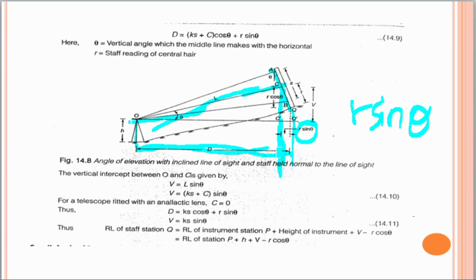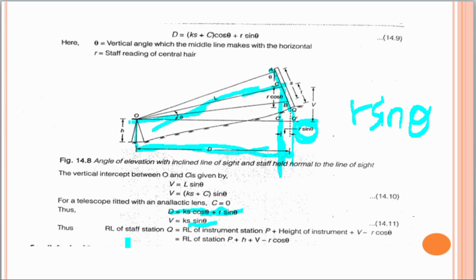Then you add the remaining, which is R sine theta. So R, that is the mid, that is the middle reading found there. So this is the distance that was added here, and our formula, the simple formula. So for a telescope fitted with an analytic lens where C is equal to 0, our formula becomes D is equal to K S cos theta plus R sine theta. Then our V becomes Ks sine theta.